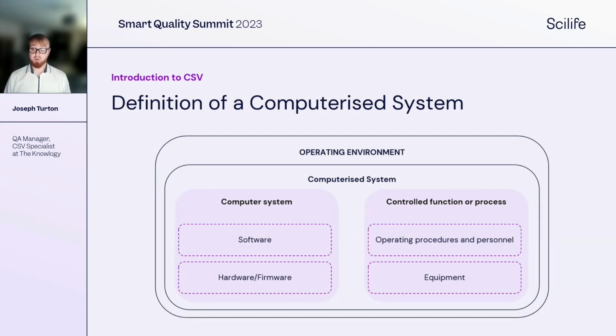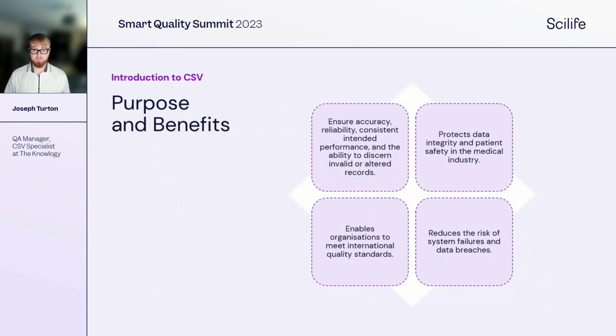Is the system critical to your product or process quality or safety? If the answer is yes, then you're going to need some kind of computerized system validation. And the last one: does the system have the potential to impact the accuracy, reliability, and integrity of regulated data? If the answer to that is yes, then you're going to need some kind of computerized system validation. There are more questions you can ask yourself, but those are just a few.